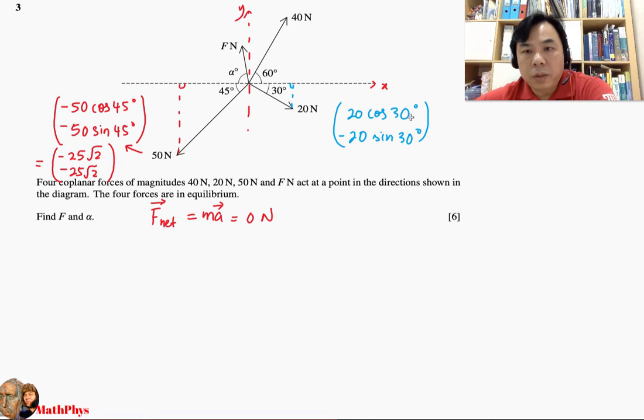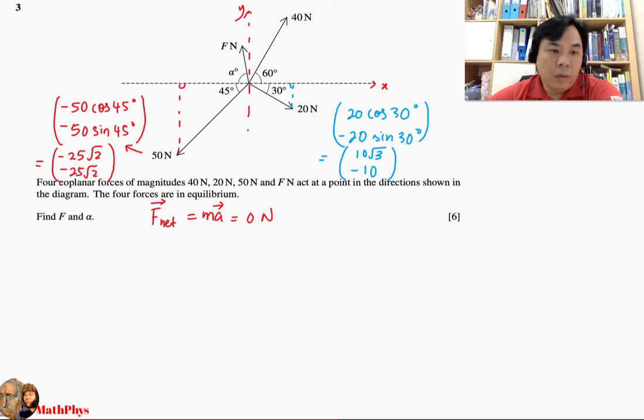And then of course we can simplify this. Cosine 30 is root 3 over 2 if you press your calculator. That will be 10 root 3, and then sine 30 is a half, so therefore negative 10. Yeah, of course, make it a habit. This is a force, so it must have units of Newton here. All right. Now we are done with representing both forces using vector form.